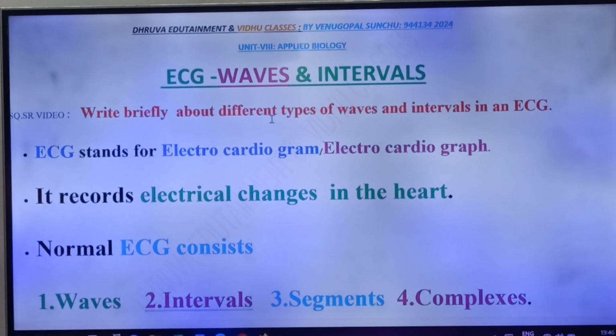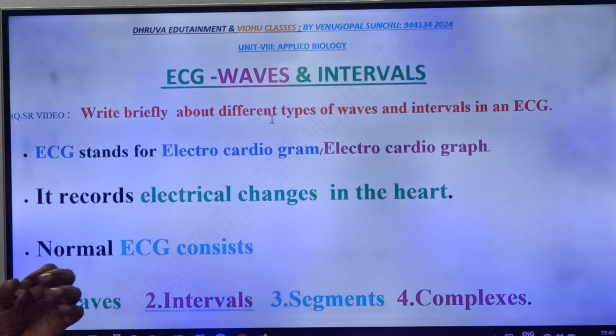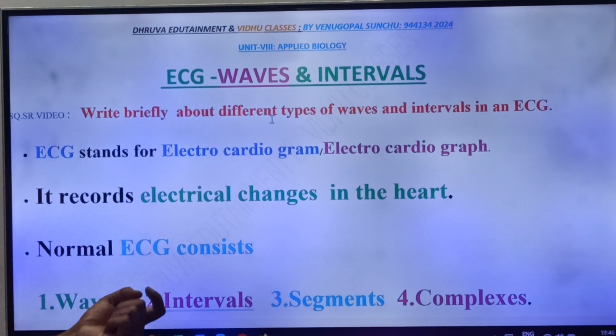You know, friends, the cardiac cycle has atrial systole, ventricular systole and joint diastole. So this is due to what, friends? Due to action potential or electrical changes. Those electrical changes are recorded by an apparatus. That apparatus is called what, friends? ECG. So ECG records electrical changes in the heart.